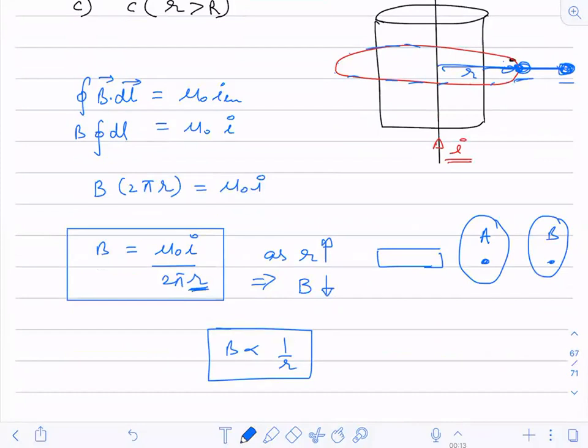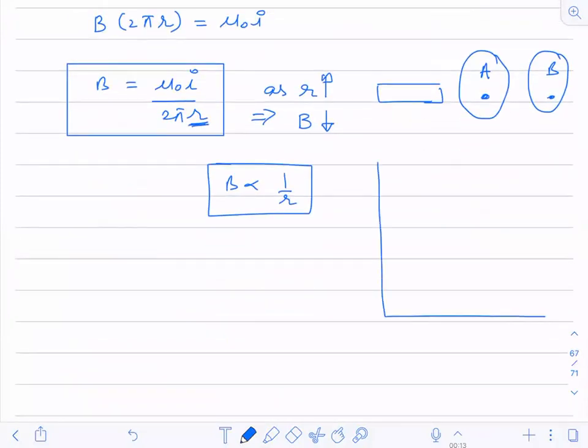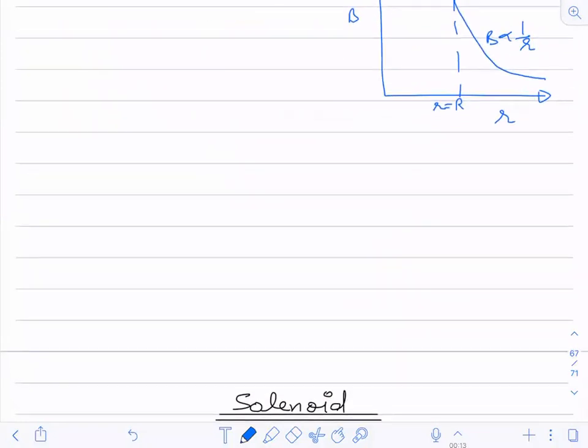Now, if B is inversely proportional to r, we can draw a curve of B versus r. So suppose this is capital R value, and then this will be the curve. You'll have a curve like this, where B is proportional to 1 by r. Now I'm just summarizing the result.